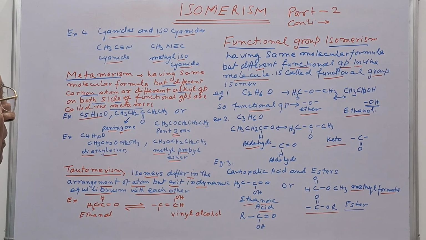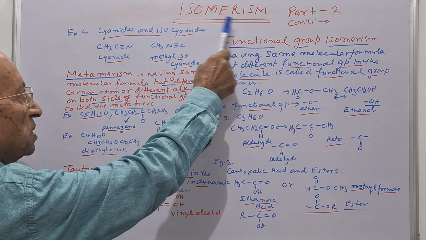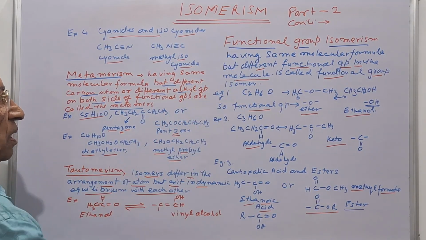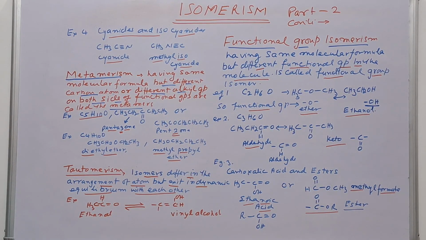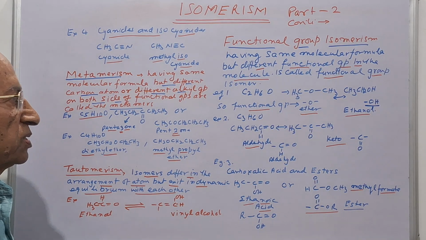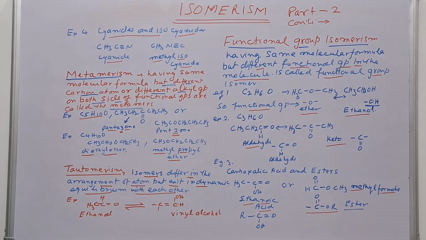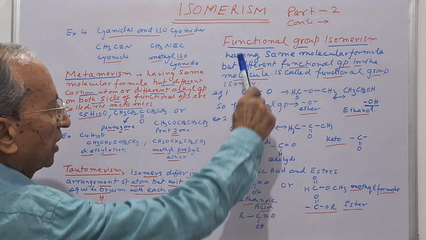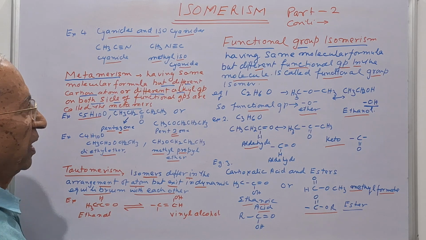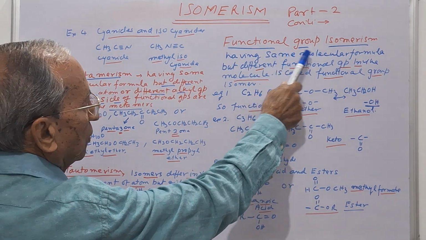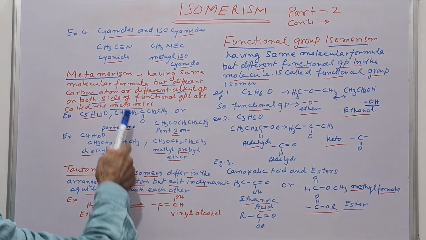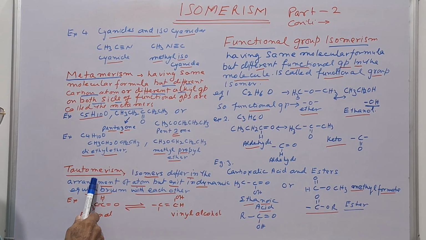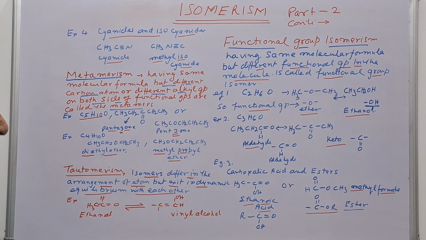In my last video, I explained to you some fundamental properties of the isomers, in which I explained chain isomers and the position isomers. Today, in continuation, I will explain functional group isomers, metamers, and the tautomers.